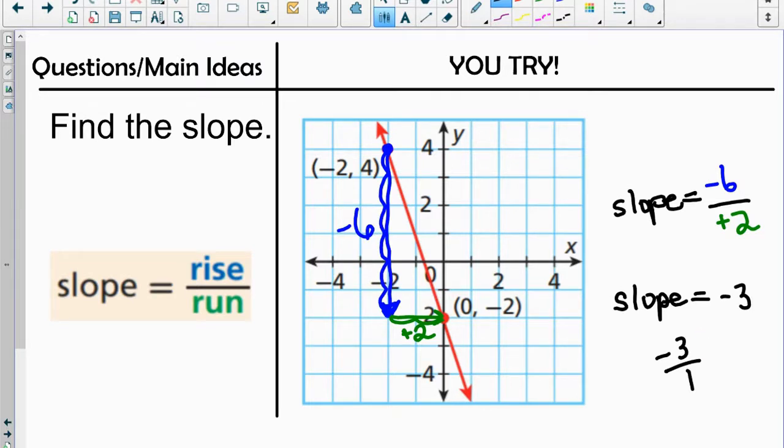And to illustrate that on the graph, a rise of -3 means I would go down 3 spaces, and a run of +1 means I go to the right 1 space. I would get a point on the line. If I did that again, I rise -3 spaces, and I run +1 space, I get a point on the line as well.